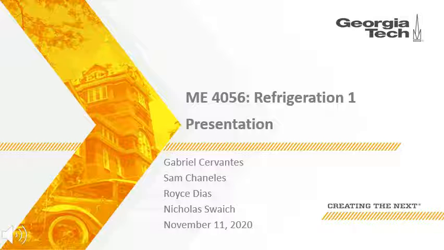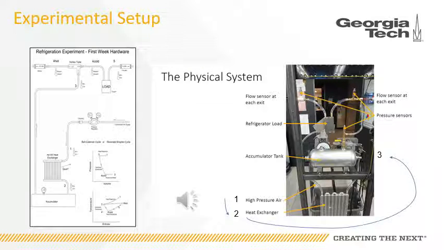This is the interim presentation for the ME 4056 Refrigeration Lab given by Group D. The purpose of this week's lab is to model a cooling system based on a vortex tube that uses air as a working fluid. The experimental setup is shown in the figure on the right.